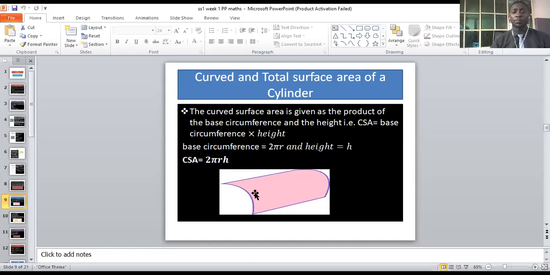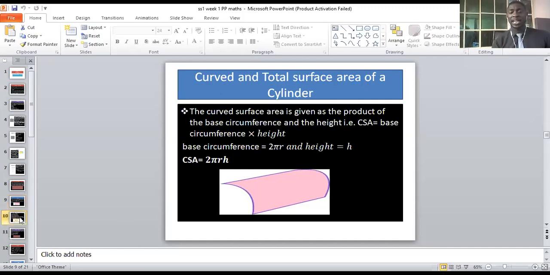The product of the base circumference times the height, where the base circumference is given as 2 pi r times h. Now the curved surface area is given as what? 2 pi r h. And we already told you that to calculate the total surface area, you calculate the area of the top, the area of the circular bottom, and the curved surface area.